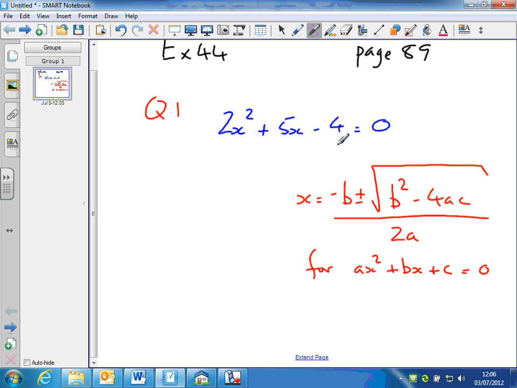So in this particular case, it's of the correct form, and so we can write down what a and b and c are. So a equals 2, b equals 5, and c equals minus 4. So all we have to do now is plug those numbers into this formula to work out x. So you can have a go at it. I'll carry on and write the solution below.